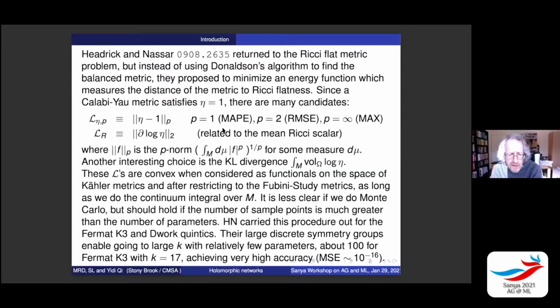And so these are also nice functionals. They're also convex. And then in the case where you have a Calabi-Yau with a large discrete symmetry, you can drastically reduce the parameters. Although you still have the curse of dimensionality, you can go up to a pretty large k and do the symmetry truncation. For example, for K3, you can get up to k equals 17 with only 100 parameters respecting the symmetry. And then this is a very good algorithm that can get very close to the Ricci-flat metric.